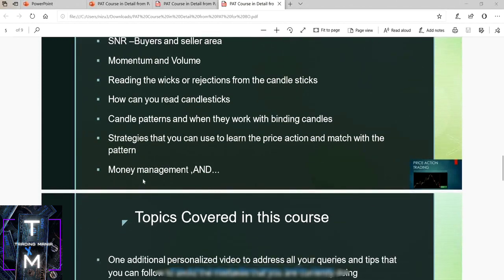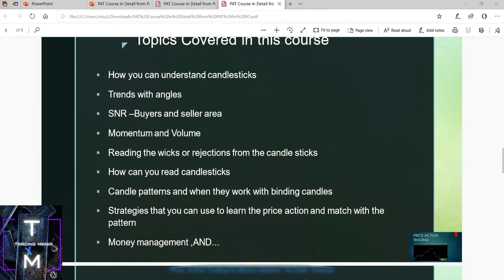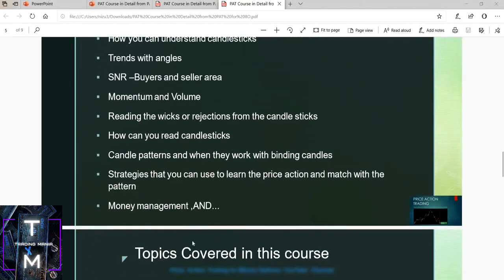Last but not least, money management, which is a very important part. No matter how strong you are in all these things, if you are not good at money management, you might someday lose all your money. So money management is very important, and that I'll also be covering.